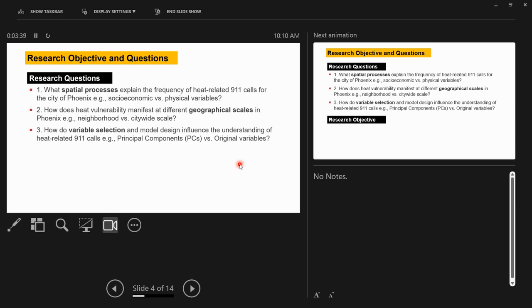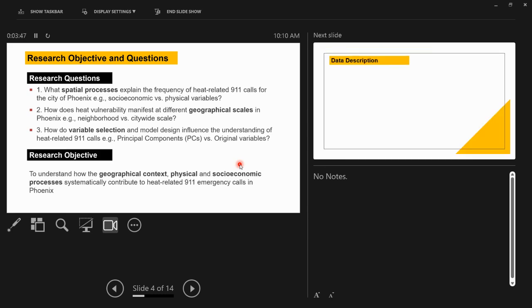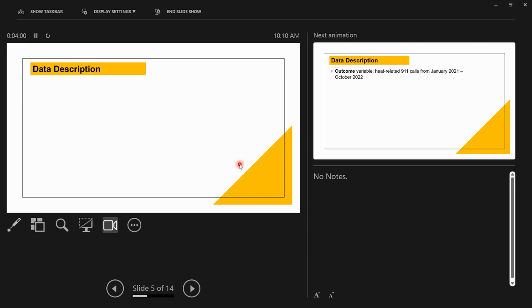In our presentation, we're going to look at principal components-based models against original variables models. And so the key objective is to understand the role of geographical context, which refers to the intrinsic locational characteristics, and then physical and socioeconomic processes that systematically contribute to heat-related 911 calls for Phoenix.